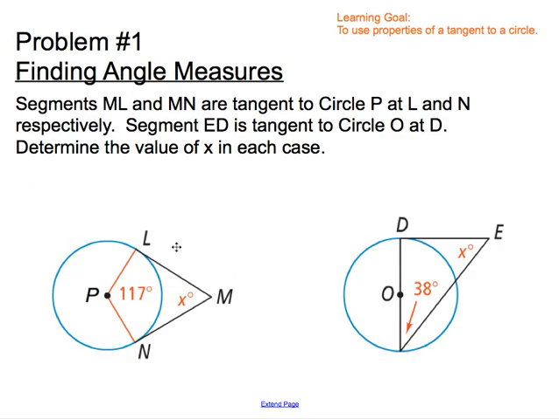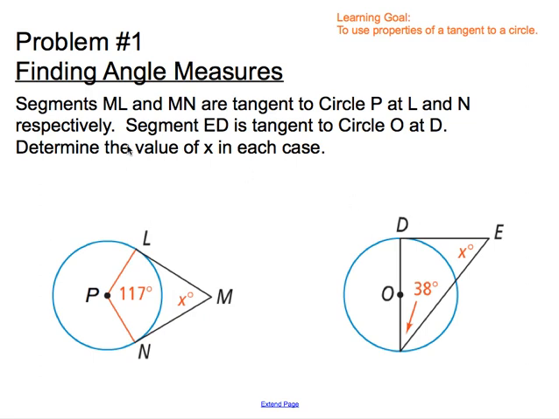So here we have two questions. It says that segments ML and MN are tangent to circle P at L and N respectively, and that segment ED is tangent to circle O at D. And we're asked to determine the value of X in each case.